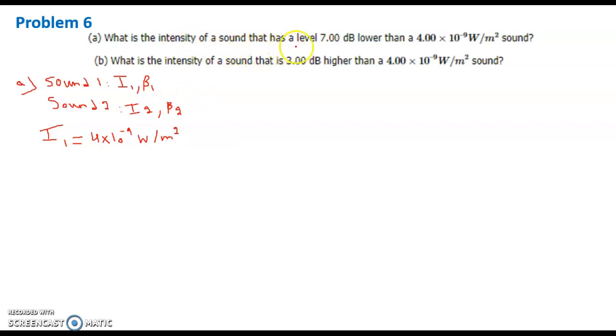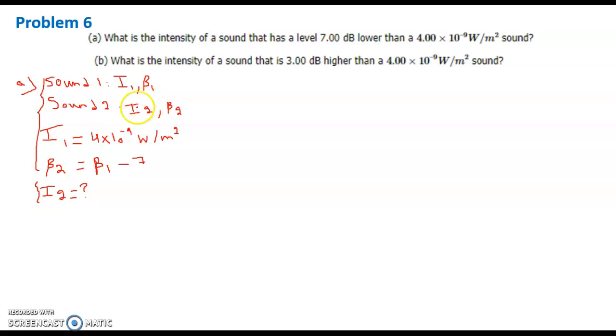And what is the intensity of the sound that has a level 7 decibel lower than that sound? This means that beta 2 is lower than beta 1. So beta 2 is beta 1 minus 7. And we are required to find I2. So this is given and this is required to be calculated.